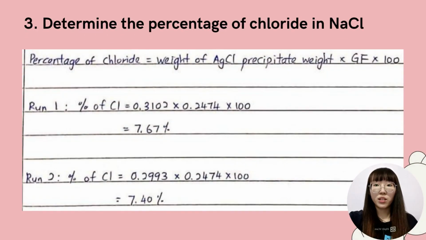The third question is to determine the percentage of chloride in NaCl. The formula for the percentage of chloride is weight of AgCl precipitate times gravimetric factor times 100. So the percentage of chloride for run 1 is 7.67%, and for run 2 is 7.40%.